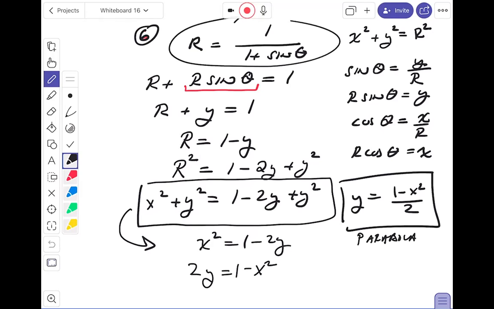What's this thing over here? It's a parabola. All right, let's see if we've done that right. And I noticed they wrote down something a little bit different than what I wrote down. They wrote this one down. That's fine. Well, there it's 2y equals 1 minus x squared. It's really the same story. Let's go to number 7.